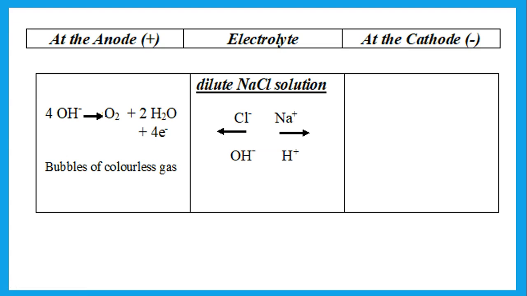What about at the cathode? At the cathode, again, I have a choice between Na plus and H plus, and we said between Na plus and H plus, it is always the H plus that reacts, gains electrons, and becomes hydrogen that is seen as bubbles of colorless gas.